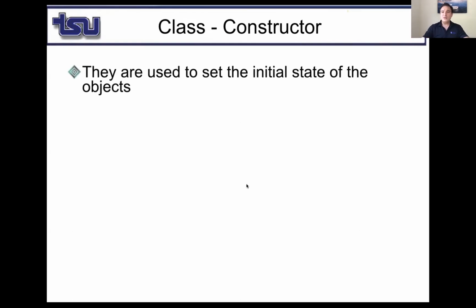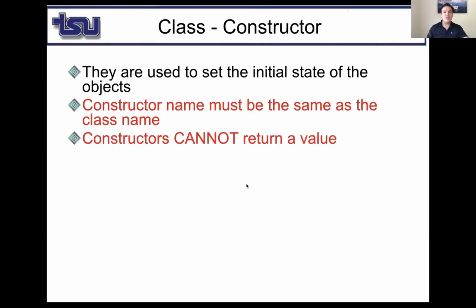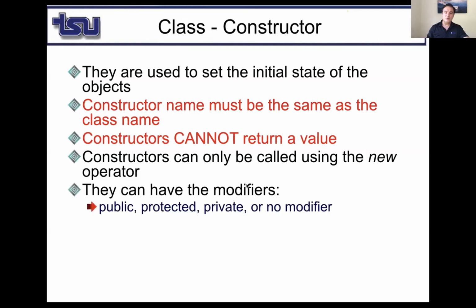So the purpose of constructors is to initialize the initial state of the objects. In other words, for example, I said John, name was John, ID was 230, right? So that's the initial state of that object John, okay? Again, constructor name must be the same as class name. Constructors cannot have a return value. Constructors can only be called via the new keyword. So that's the only way to call a constructor directly. You have to have the new keyword.